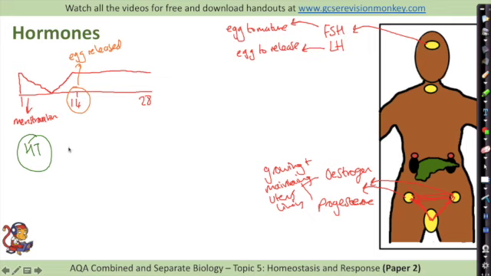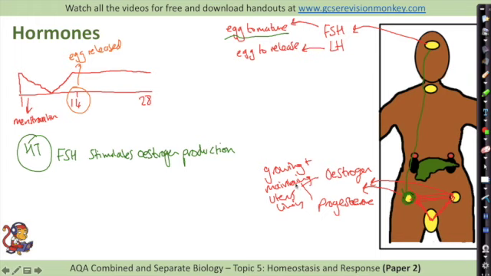For higher tier, you need to know that when FSH is produced, not only does it cause the egg to mature, but it also stimulates estrogen production. So we said before that the pituitary gland was a master gland. Well, in this way, the FSH travels from the pituitary gland to the ovaries. It will cause an egg to mature, and it will also then stimulate the ovaries to start producing estrogen.